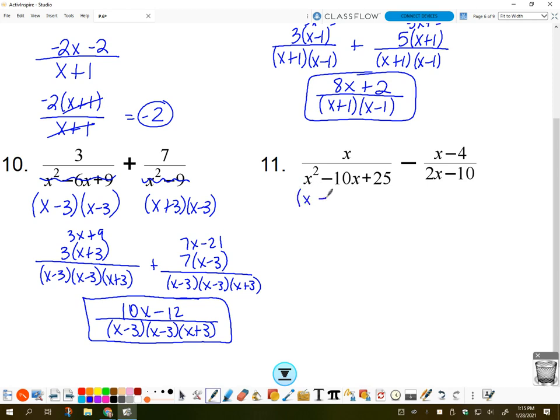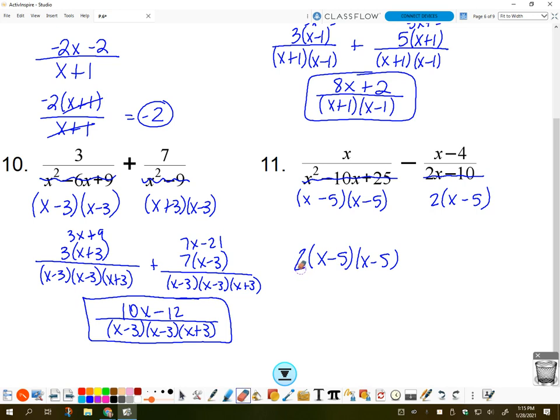Factor the denominators. This part says minus 5, minus 5. Yes. Take out a 2 as a GCF. So we no longer have those denominators. Our common denominator is x minus 5, because it's both pieces of this. And then anything new over here, which is just a 2.